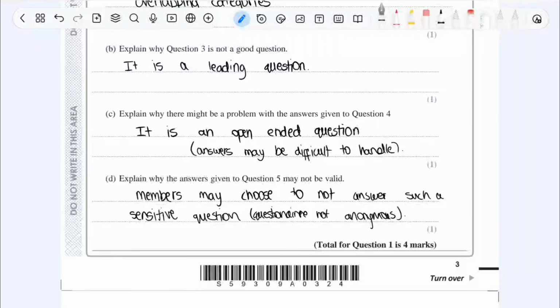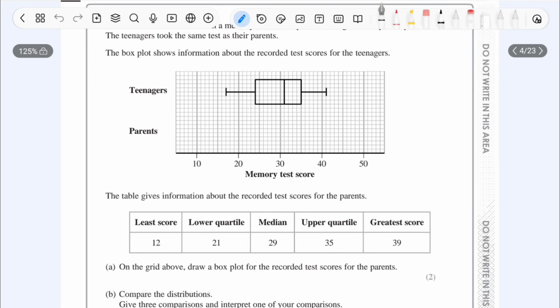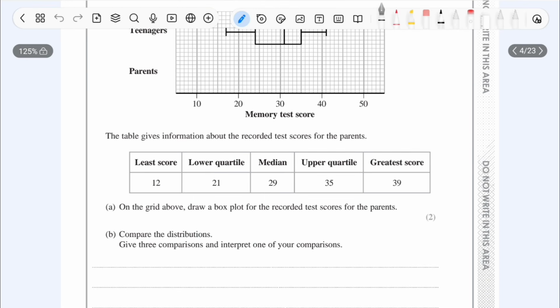There you go, awful spelling of questionnaire, but that's that. 2. Matthew recorded the scores in a memory test taken by some teenagers and their parents. The teenagers took the same test as their parents. The box plot shows information about the recorded test scores for the teenagers. The table gives information about the recorded test scores for the parents. On the grid above, draw a box plot for the recorded scores of the parents.